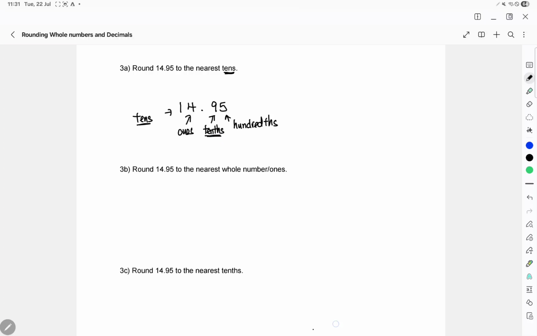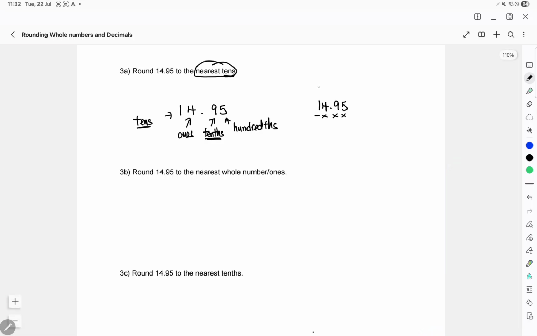Alright, so in this case we want the nearest tens. So how do we go about rounding to the nearest tens? First we have to identify the tens place. We don't want the ones, we don't want the tenth, we don't want the hundredth. Okay, so this number is in between which two tens? It's in between 1 ten and 2 tens. The next thing to take note of is please do not have any decimal, because they don't want any decimal, they only want the tens place.